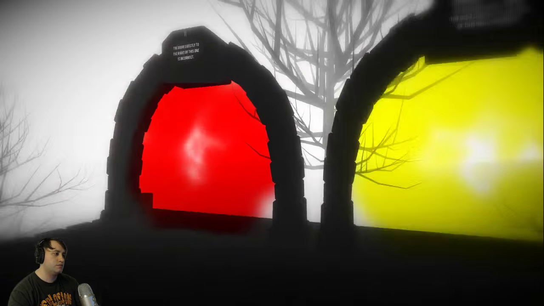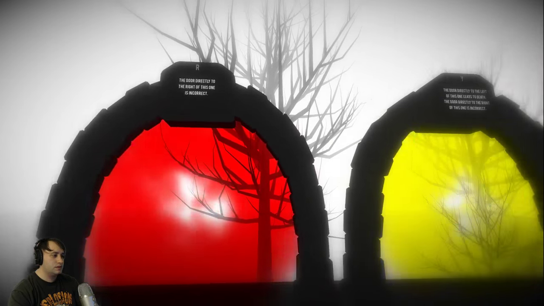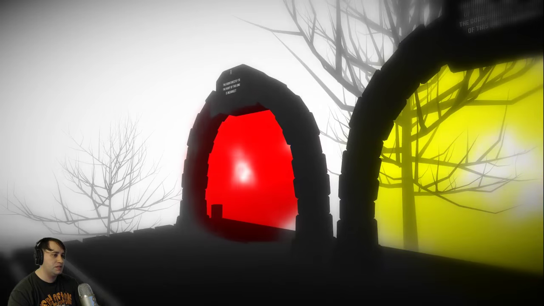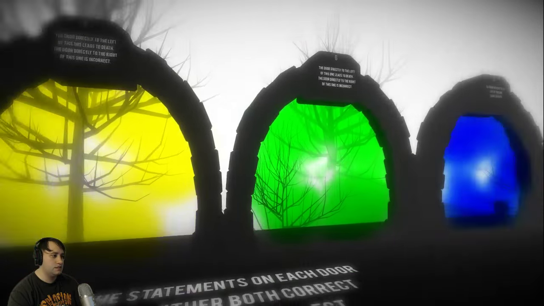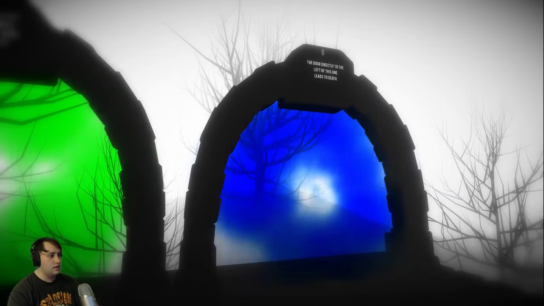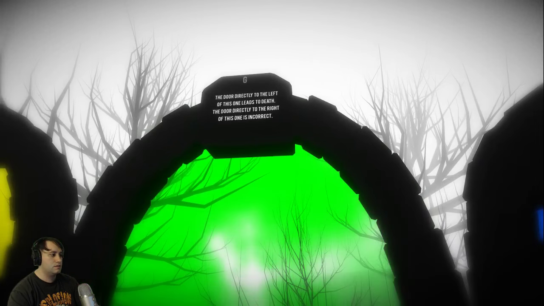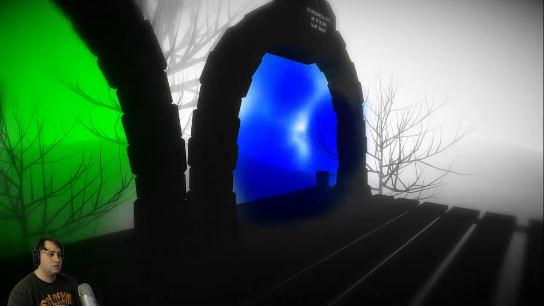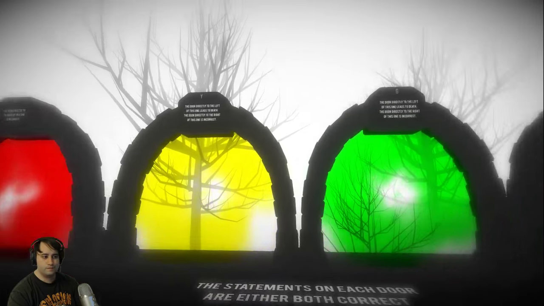I think I must assume that unless otherwise noted, they are correct. So let's assume, for a moment, that the single statements are true. So, if this door is incorrect, because this one is not contradicting it, then this is a lie. This one leads to bacon, and this one is a lie. And this one is correct. If this one leads to death, then we know that this says it's correct, and this one's incorrect. I don't know.